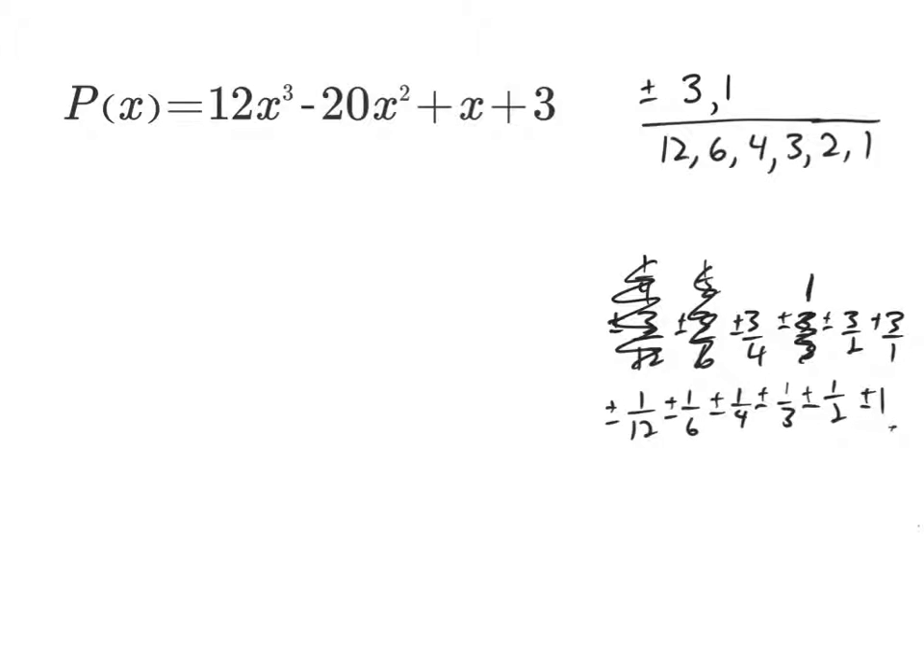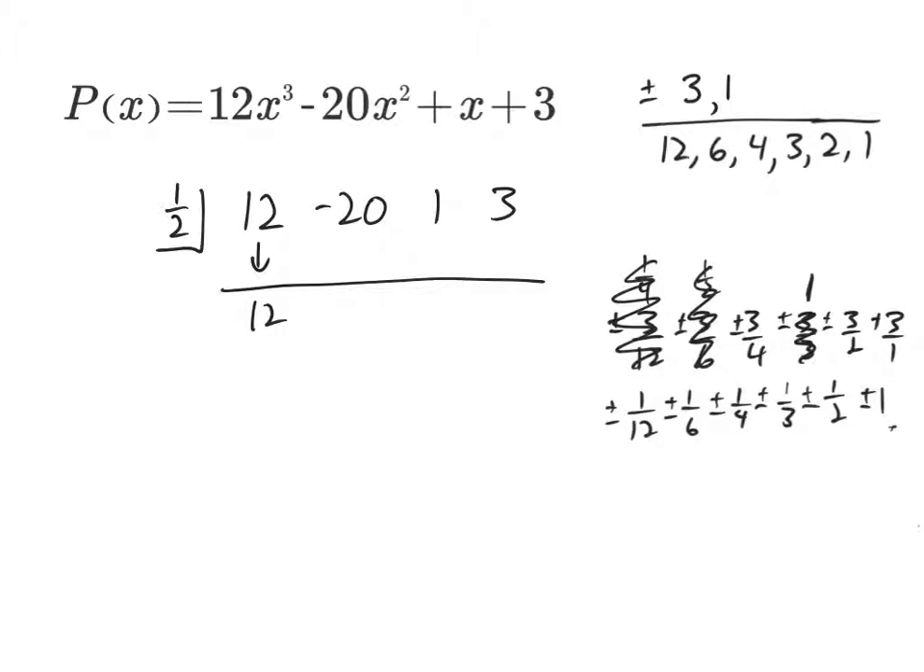So I'm going to pick 1/2 to begin with, and then use synthetic division. 12, -20, 1, 3. 12 comes down. Half of 12 is 6. -20 plus 6 is going to be -14. Half of that is -7. 1 plus -7 is -6. Half of -6 is -3. That's 0. And notice it works out.